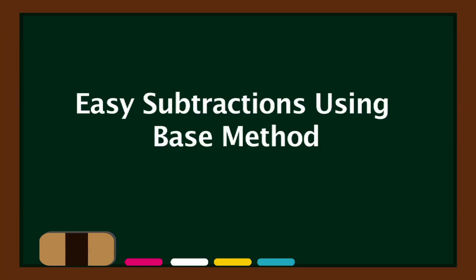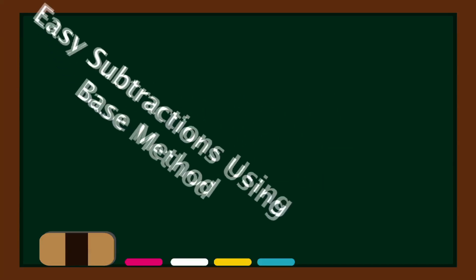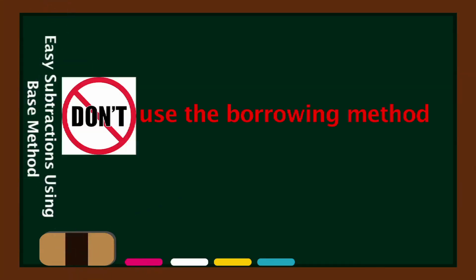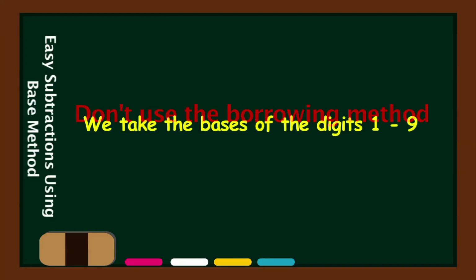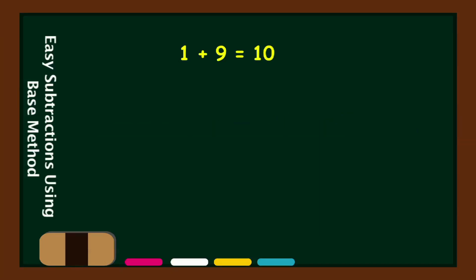In this video, we learn about subtractions using the base method. Here, we don't use the normal borrowing method. For this, we take the bases of the digits 1 to 9. We know that 1 plus 9 is 10. Means if we add 1 to 9, we get 10.